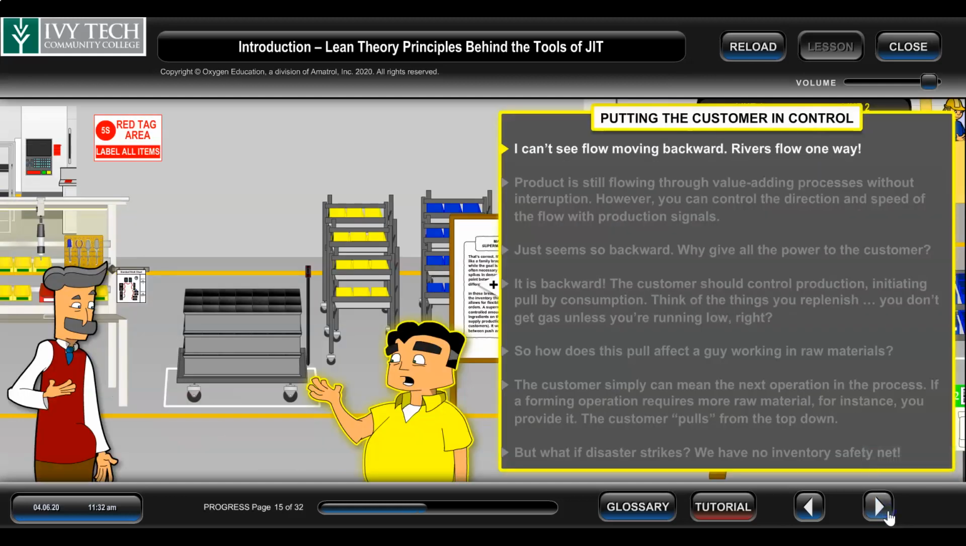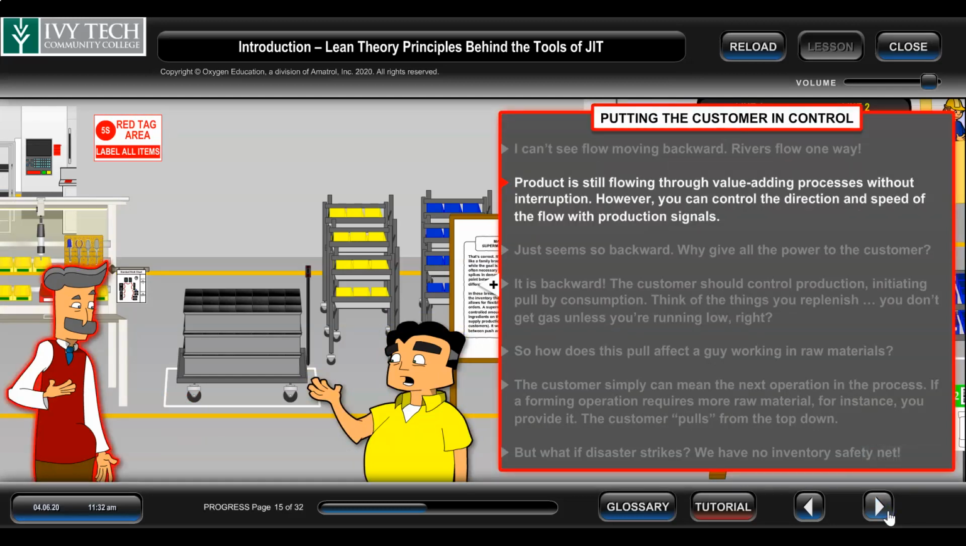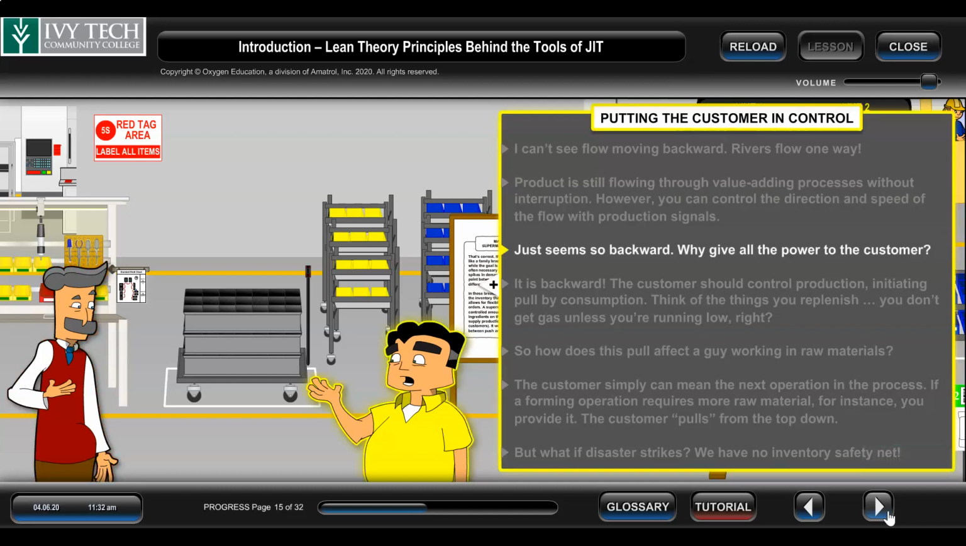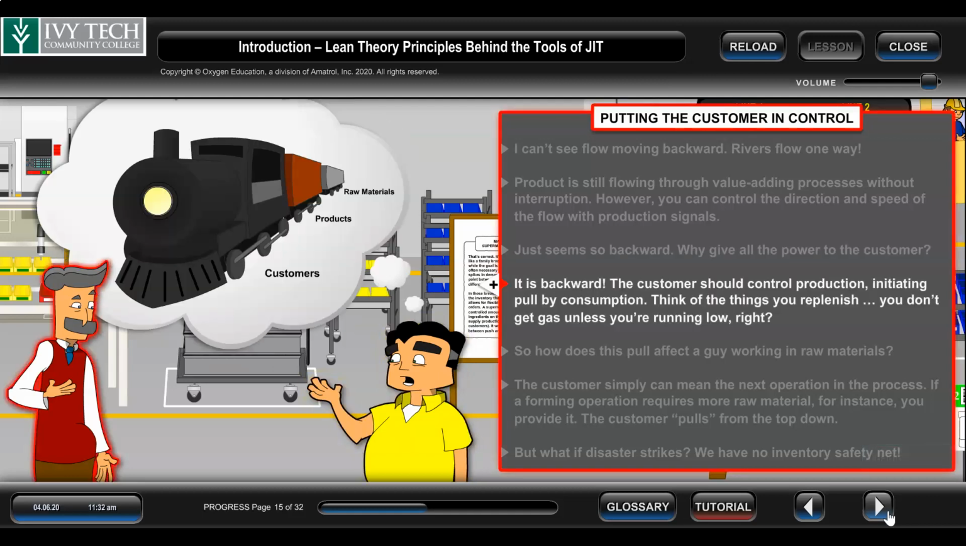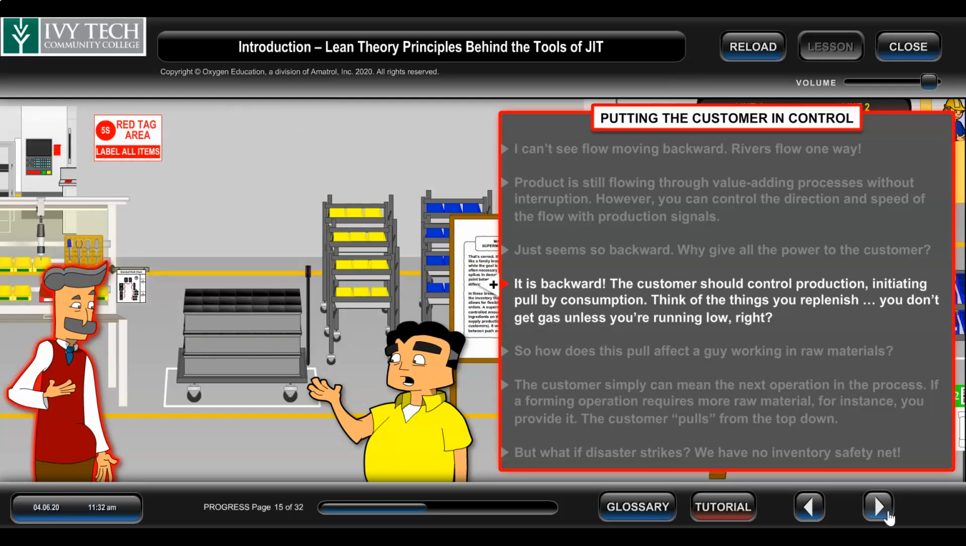I can't see flow moving backward. Rivers flow one way. Product is still flowing through value-adding processes without interruption. However, you can control the direction and speed of the flow with production signals. Just seems so backward. Why give all the power to the customer? It is backward. The customer should control production, initiating pull by consumption.